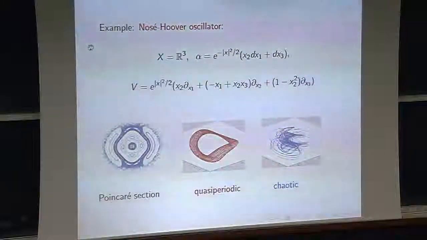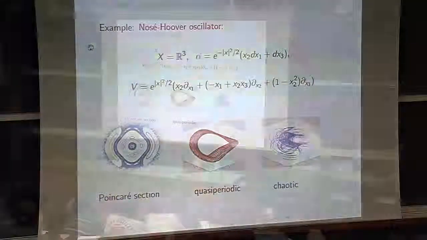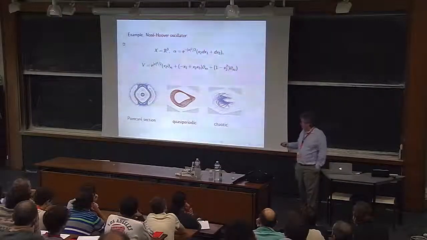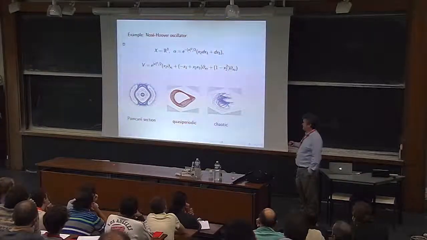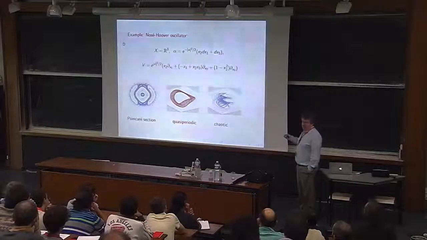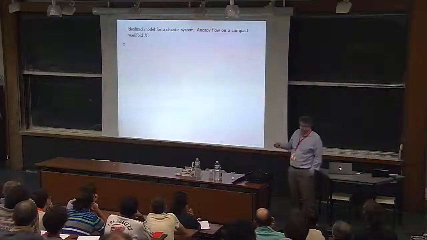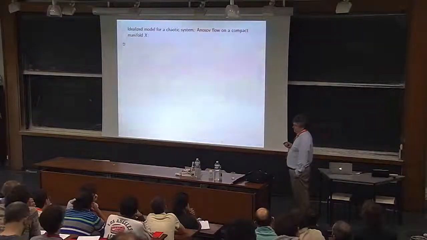Even though in practice most systems are mixed, it is very hard to study mixed systems, and mathematicians either study completely integrable systems or purely chaotic systems. So my talk will be about purely chaotic systems. An idealized model for a purely chaotic system is an Anosov flow on a compact manifold.